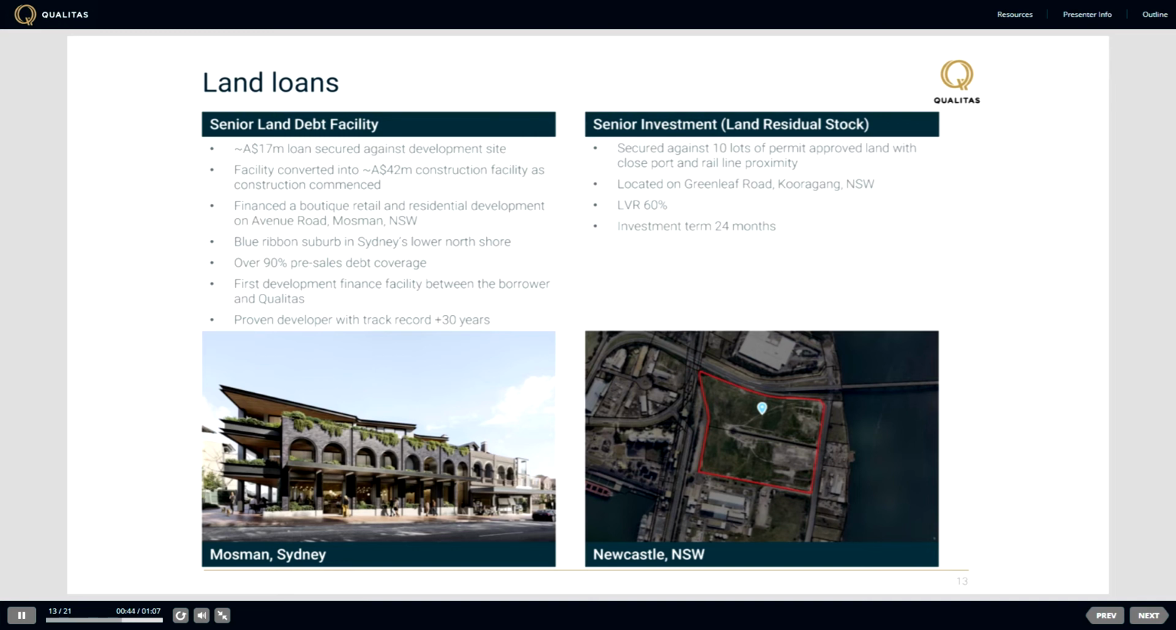The second project is at Newcastle, New South Wales, one of our land residual stock loans, whereby 10 vacant industrial lots have been subdivided close to the Port of Newcastle and are currently on the market for sale. The site presented on the slide is a subdivided property with underground services installed and a wide bitumen paved roadway with direct frontage to Greenleaf Road.